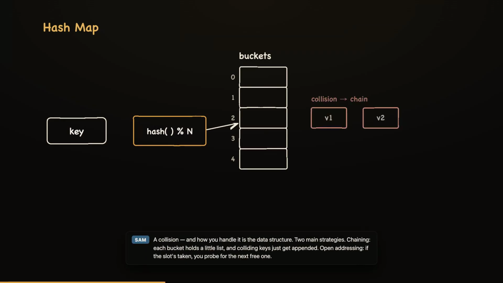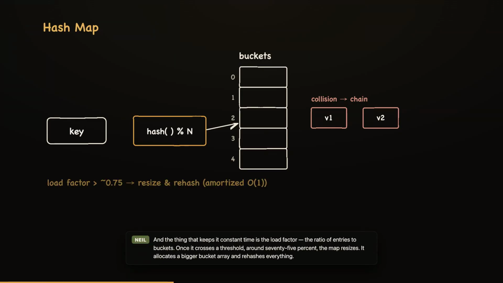A collision, and how you handle it is the data structure. 2 main strategies. Chaining, each bucket holds a little list, and colliding keys just get appended. Open addressing, if the slot's taken, you probe for the next free one. And the thing that keeps it constant time is the load factor, the ratio of entries to buckets.